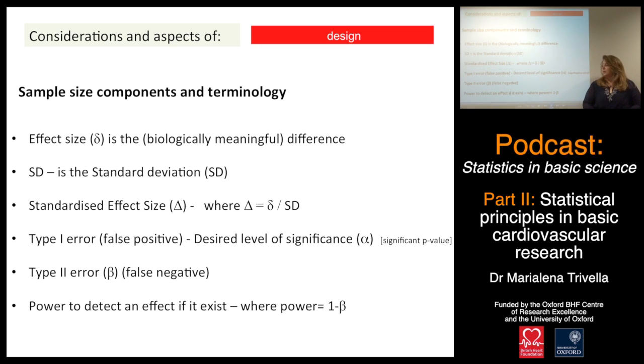Finally, the power, as mentioned earlier, is the chance a study has in detecting a difference between treatment arms, providing a difference exists. It's calculated as 1 minus beta, where beta is the type 2 error.